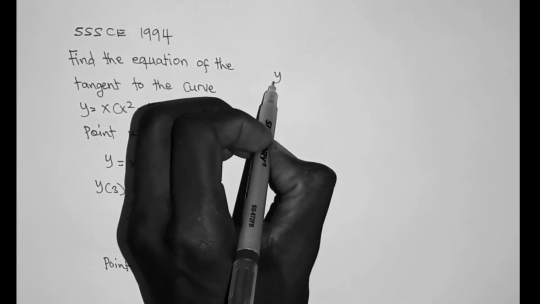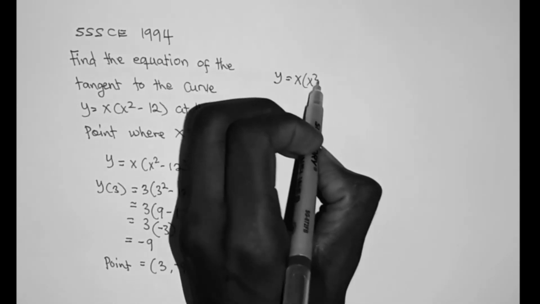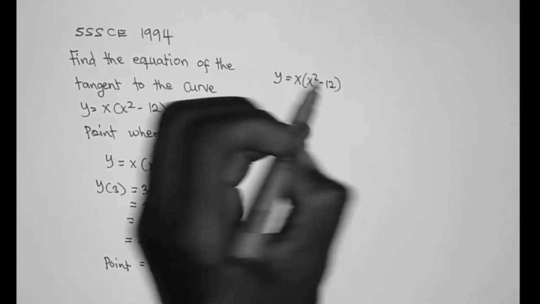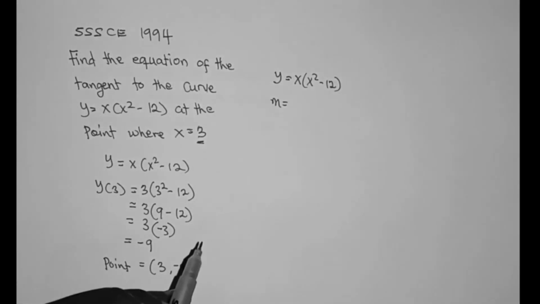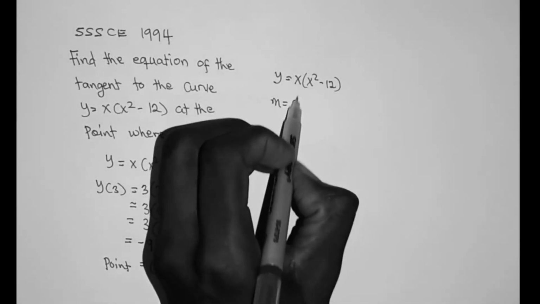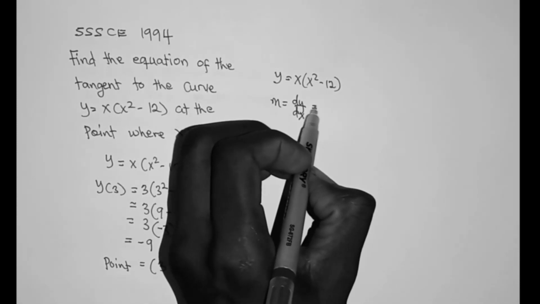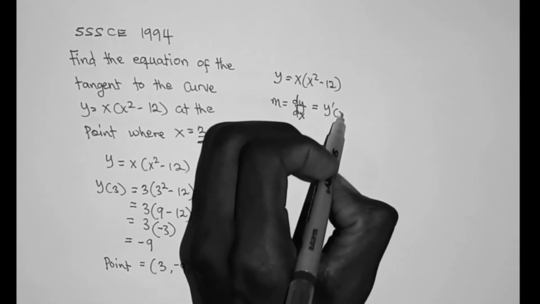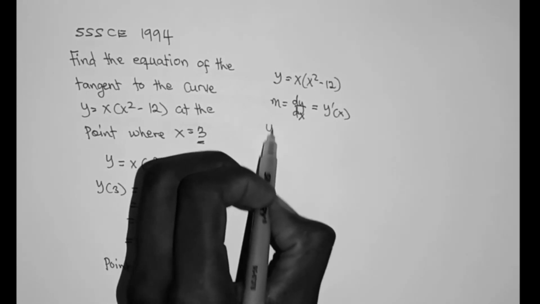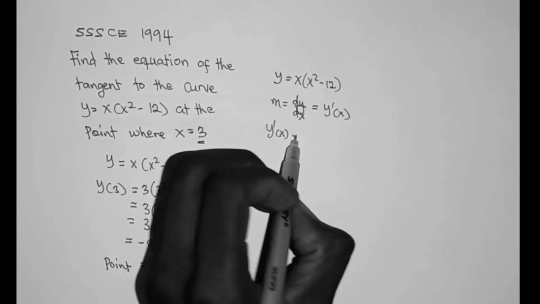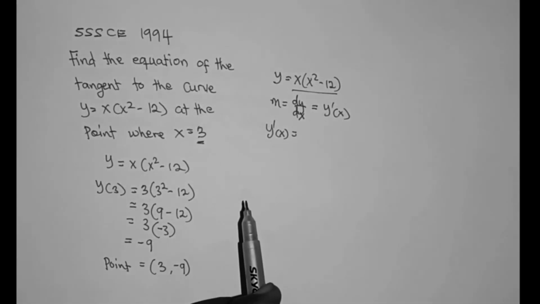We know from the question that y is given as y equals x times (x squared minus 12). So we need to find the gradient m. We know that the gradient m is equal to dy/dx, which can also be written as y prime of x. So let's find y prime of x. We need to differentiate this function.